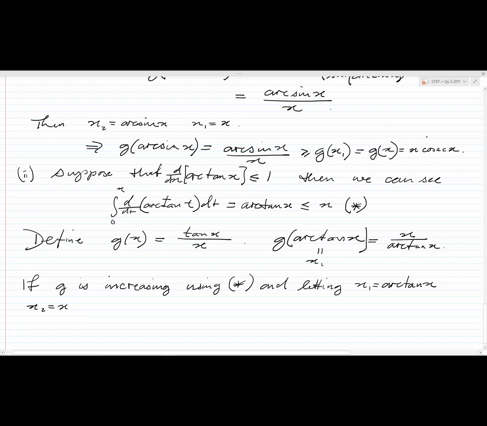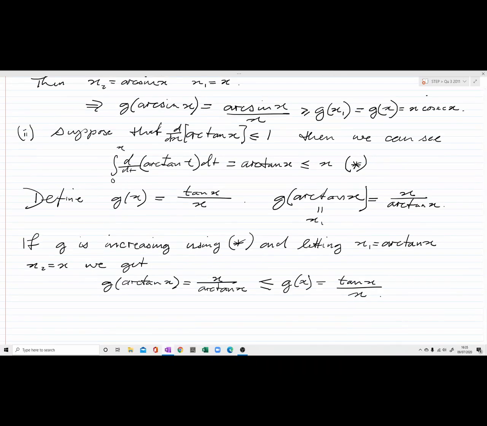Since this is less than this, we get, by definition, g of x1, which is arctan of x, will be, well, that we've already calculated, x over arctan x, less than or equal to g of x, which is just tan x over x.